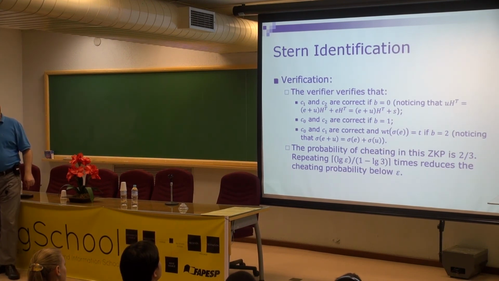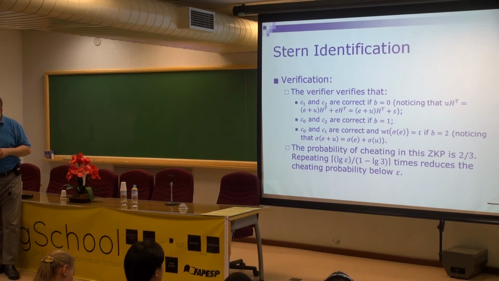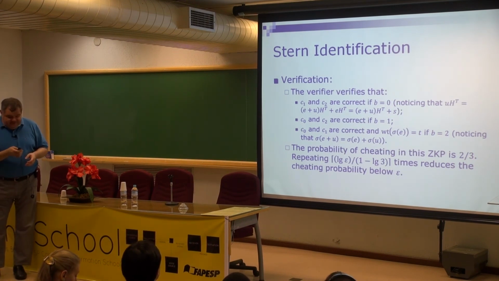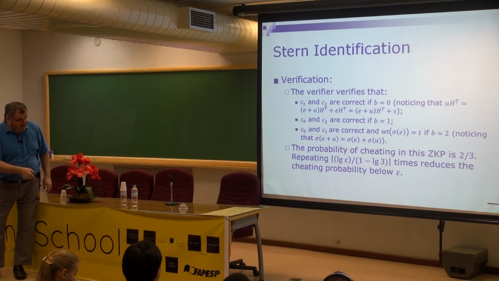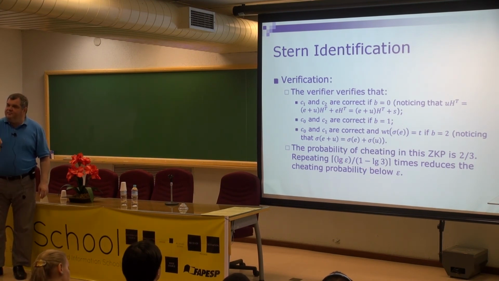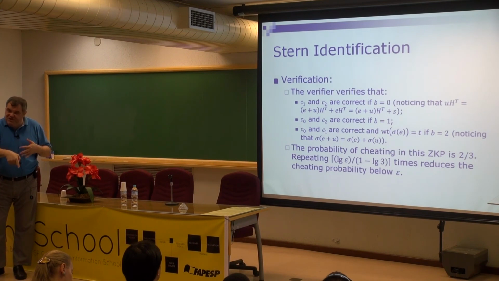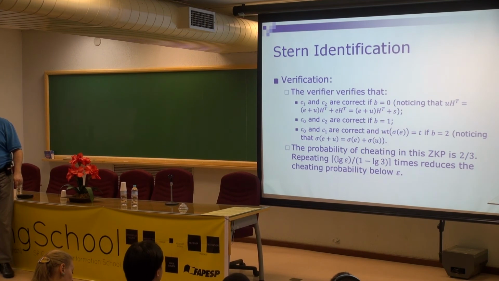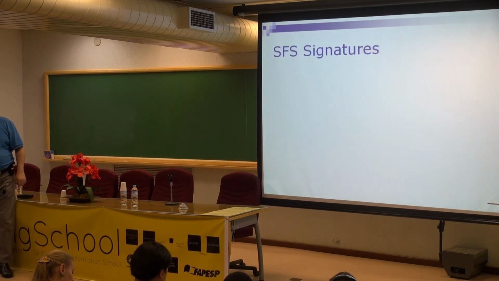There is a probability of cheating here, of succeeding to provide the correct information by chance. That is 2/3. It's actually a bit high, but if we repeat this process a sufficiently large number of times, which is given by this expression, then we can reduce the probability of cheating below any fixed upper bound. Okay, so it's probabilistic. It's possible.